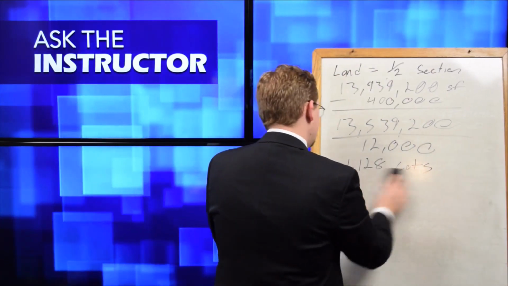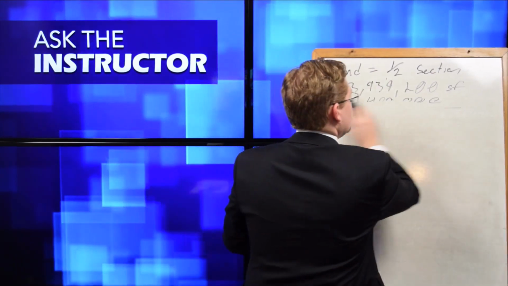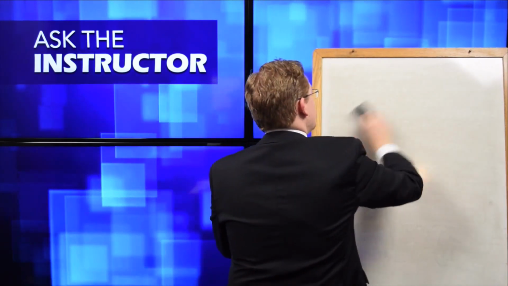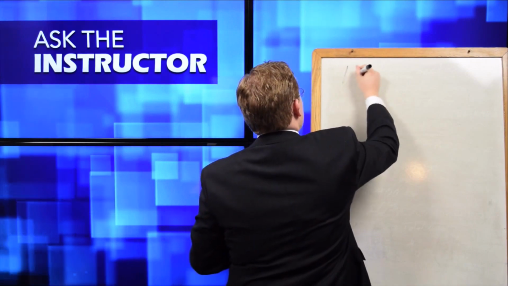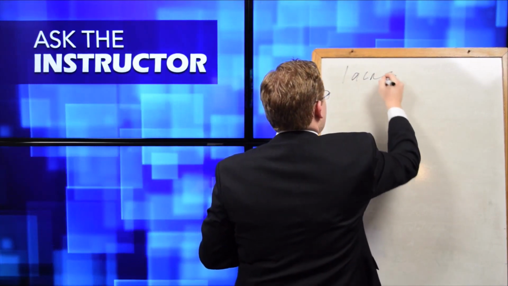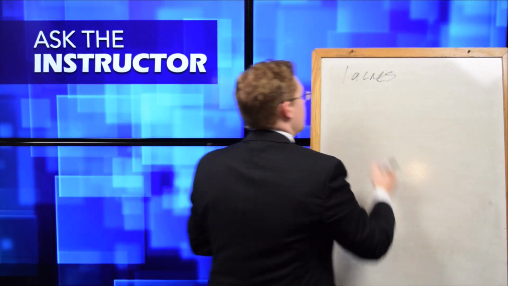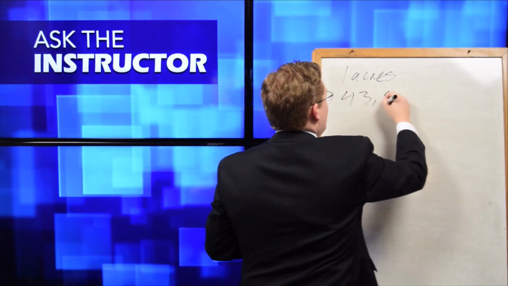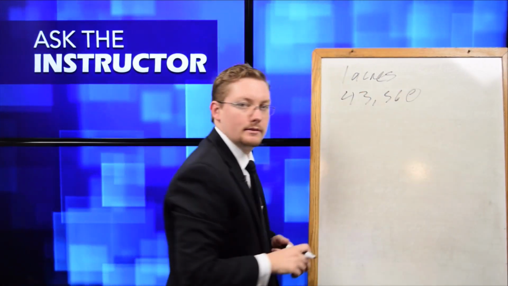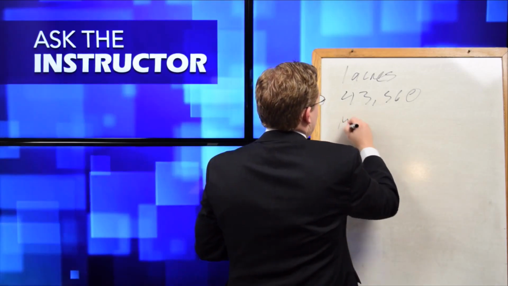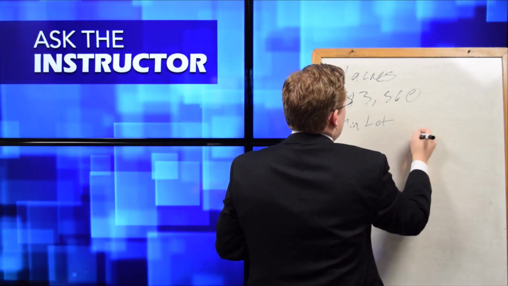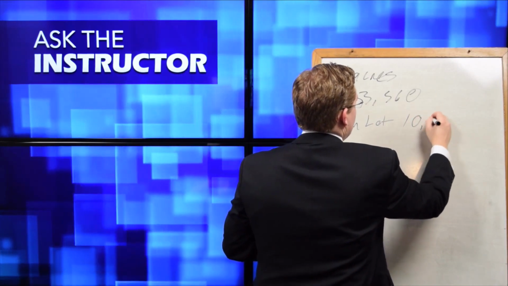So let's say we're buying just 1 acre of property. So we have 1 acre of property, which is 43,560 square feet. And the minimum lot requirement is, let's say, 10,000 square feet.